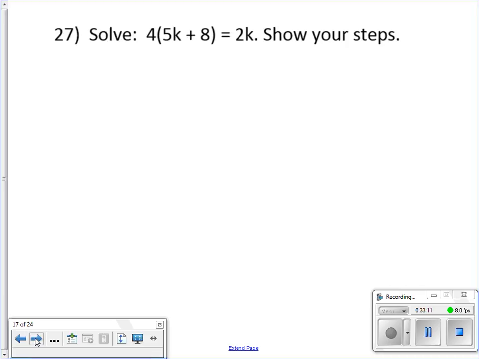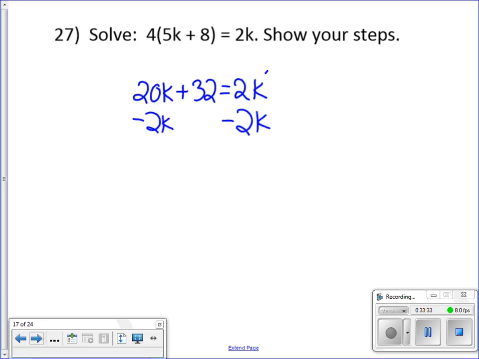Okay, again, equal sign. I need to distribute and then go from there. So 4 times 5k is 20k because 4 times 5 is 20. 4 times a positive 8 is positive 32 is equal to 2k. All right, well, I don't want the k's on both sides. I need to get rid of this. I'm going to get rid of the k from here, which means I need to take them away from here too. This cancels out, and I get 0. Don't panic about that. This becomes 18k plus 32 equals 0.